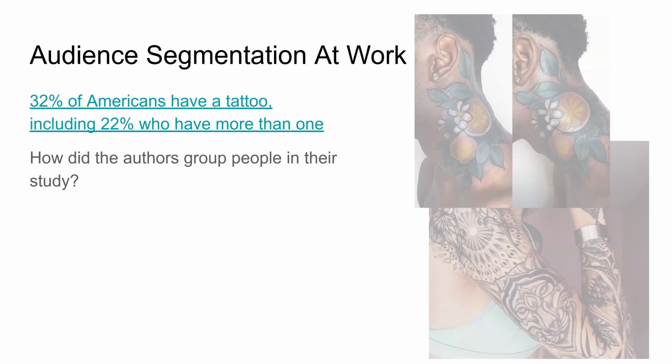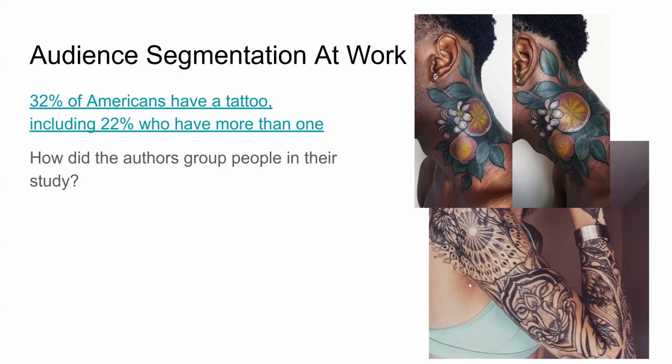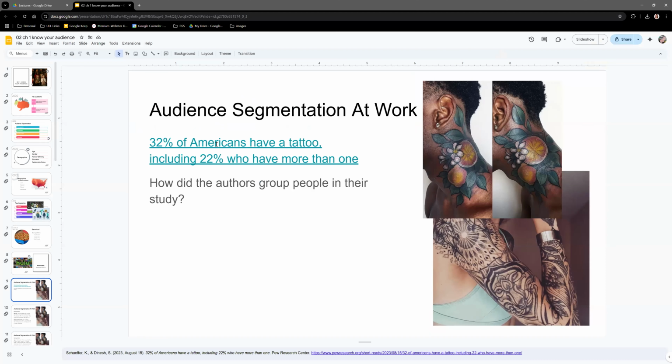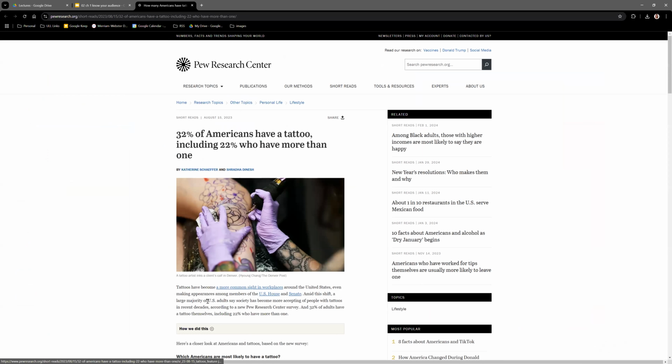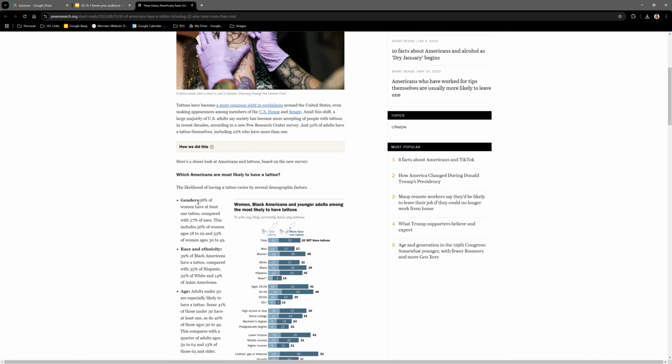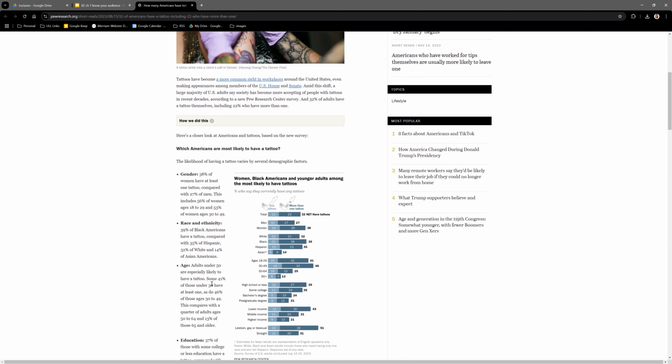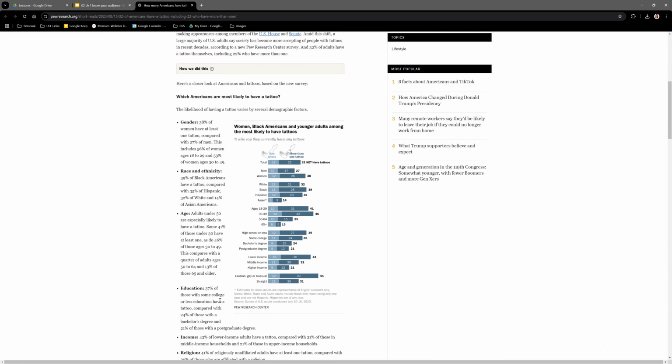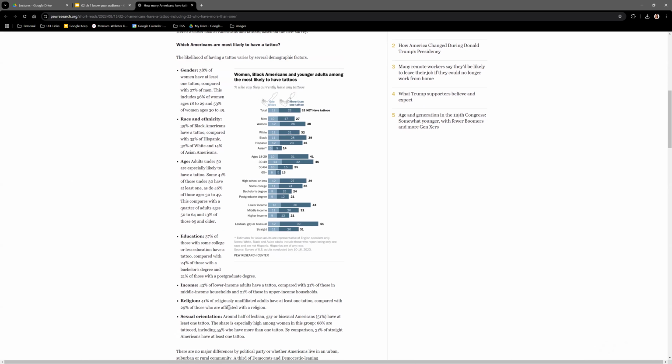Now let's take a look at some audience segmentation at work. So, according to a Pew Research Center survey, 32% of Americans have a tattoo, including 22% who have more than one. And how did the authors group people in their study? Well, if we take a look at the study, we can see that they're saying tattoos have become a more common sight. And if we look at it, first things we see are things like gender, race and ethnicity, age, and also education and income, religion, sexual orientation.